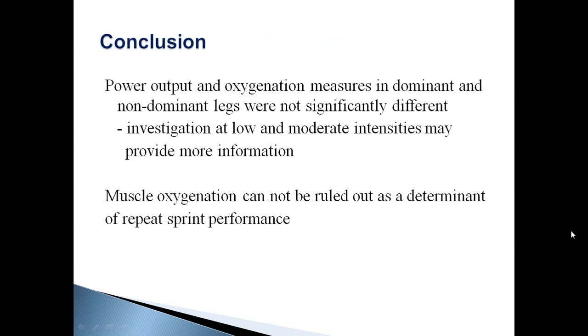In conclusion, power output and oxygenation measures in dominant and non-dominant legs were not significantly different. Investigation at low and moderate intensities may provide more information about the difference in oxygenation and fatigue in contralateral limbs. Muscle oxygenation cannot be ruled out as a determinant of repeat sprint performance.